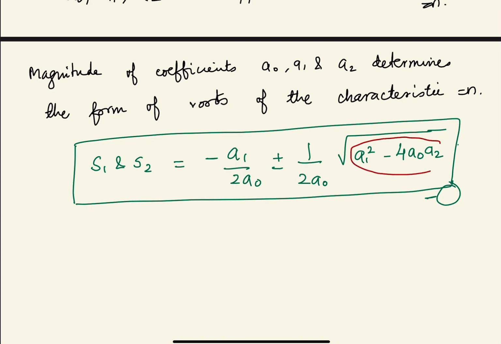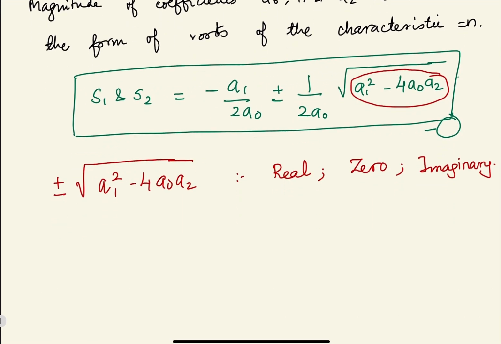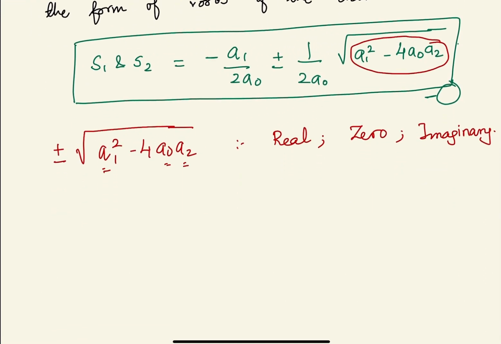this part which is under the root, that is the square root of, and let me write this as plus minus a1 square minus 4 a0 a2. The part under the radical may either be real, it may be 0, or it may be imaginary, depending on the value of a1 with respect to a0 and a2, right? And depending on the values of a1, a0 and a2, we will have 3 different kinds of solutions.